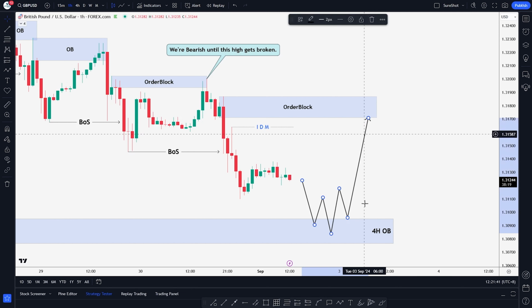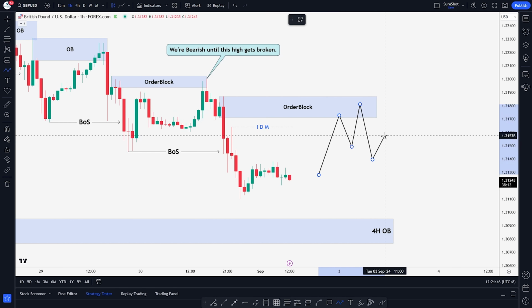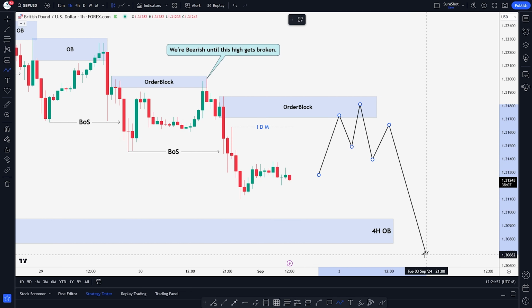And if this order block gets respected and gives us a lower time frame market shift, then we can look for short setups further lower.